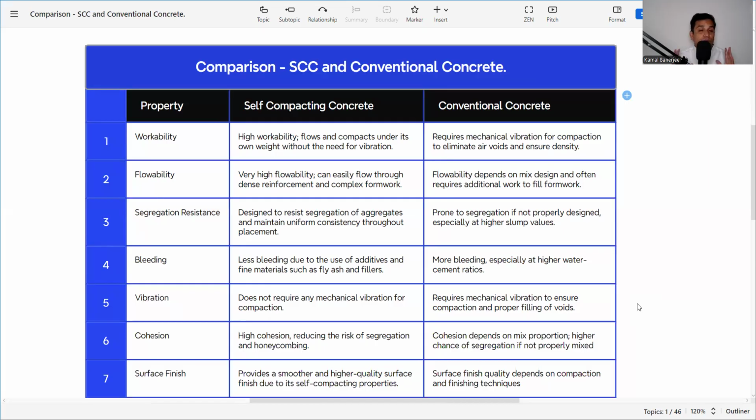So what is segregation, what is bleeding, what is the impact on concrete and how to minimize it? I have made a detailed video. The link is there in the description. Please check. You will get full information about segregation and bleeding.